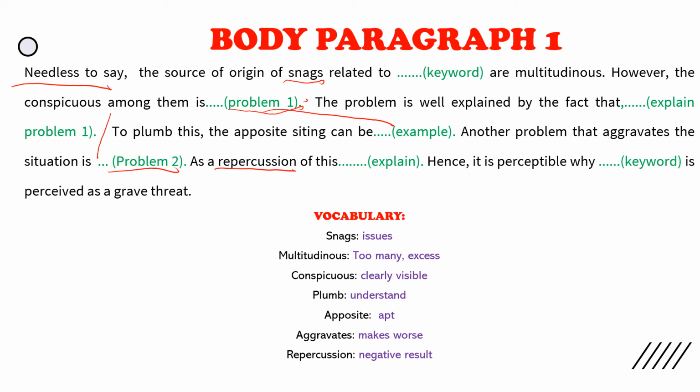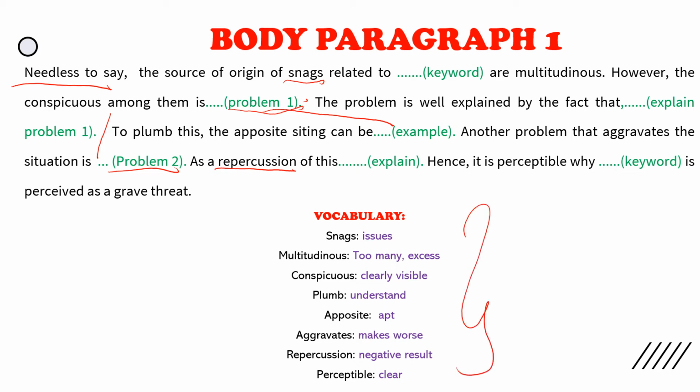"Hence..." Now I'm going to conclude. Hence, it is perceptible why the increase in population is perceived as a grave threat. So now I'm saying that because of these problems, it is clear why it is considered to be a grave threat. Okay, so this is my body paragraph 1.